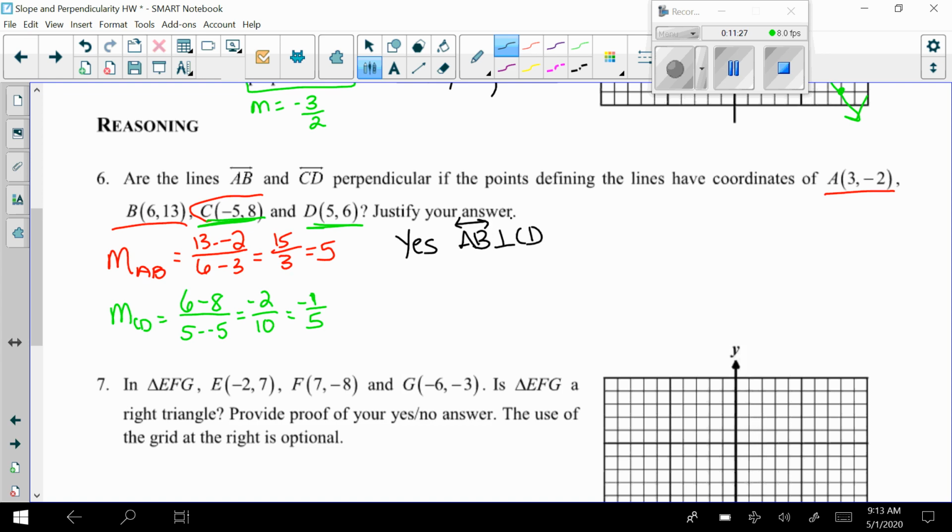AB is perpendicular to CD since slopes are opposite or negative reciprocals. I know the teacher uses negative reciprocals, sorry. Okay.